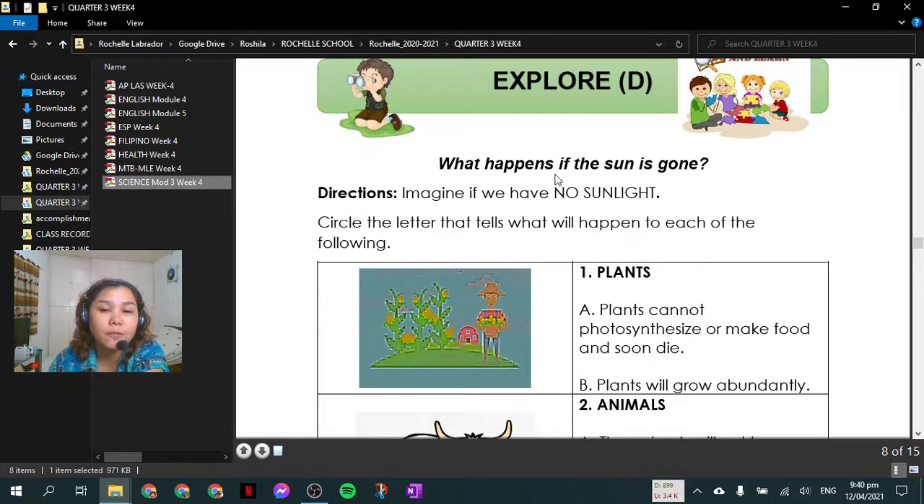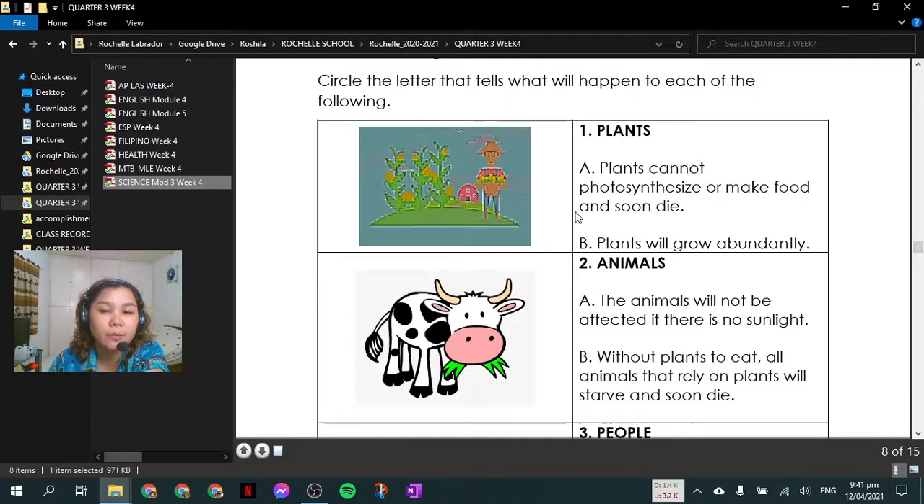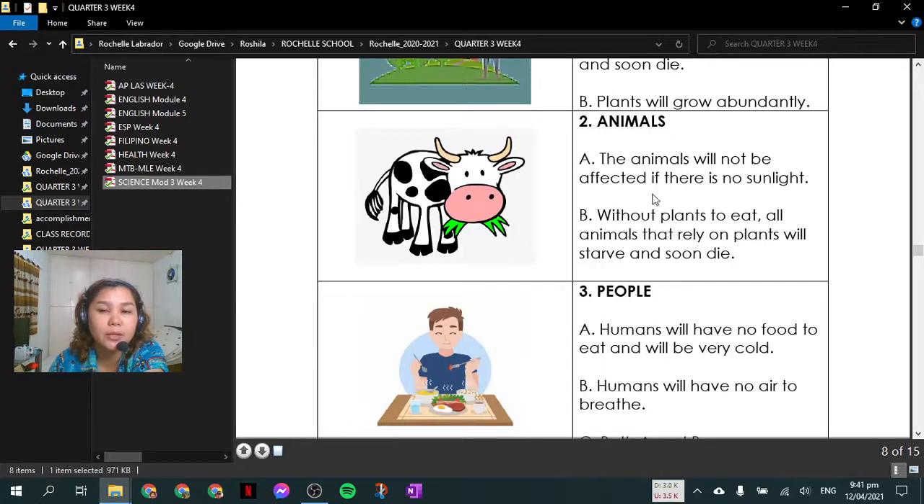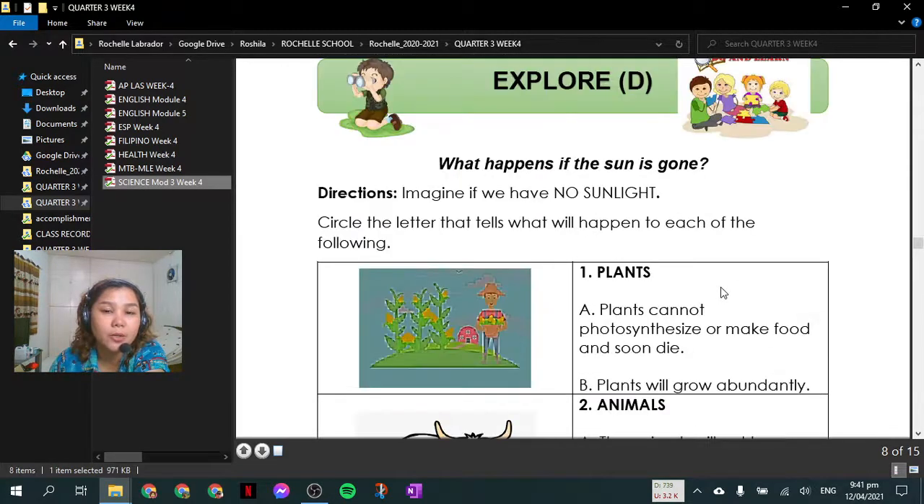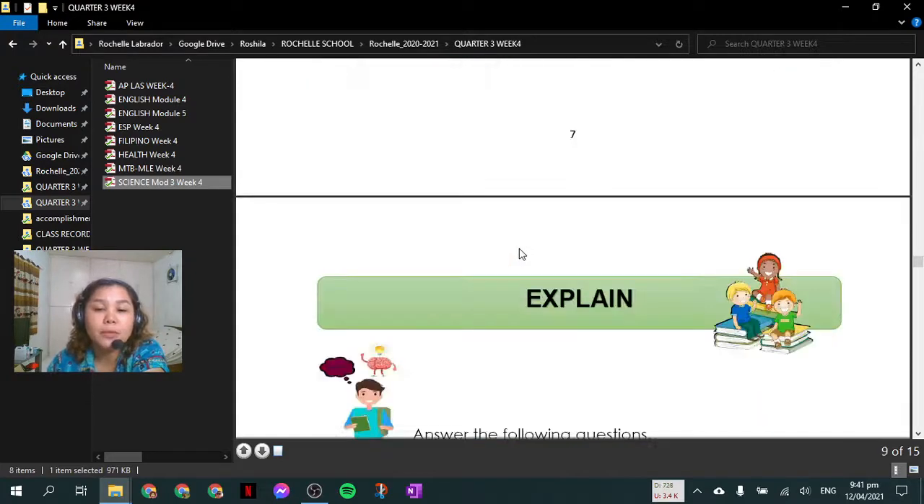Explore D. Ito naman, what happens if the sun is gone? So, ito na lang. Imagine if we have no sunlight. Circle the letter that tells what will happen. So, parang inferring o ano ang susunod na mangyayari. For plants, for animals, you have choices A and B. For people, you have choices A, B, or C. So, how are you going to answer this? Circle the letter.